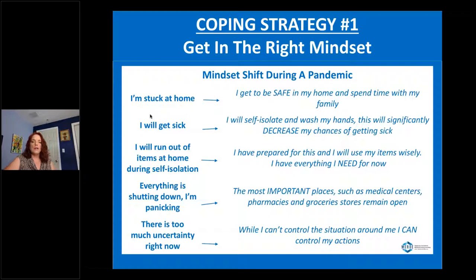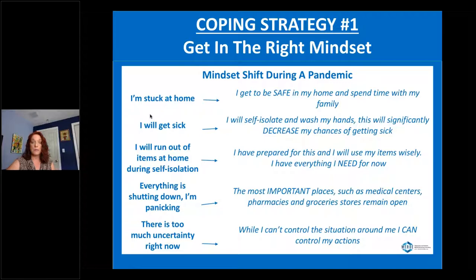So it's a reminder for us all to be thinking about our mindset as we approach situations. Now, our mindset for ourselves, so how we can help others as well. So we'll start with, I'm stuck at home, or it's summertime and we're all stuck at home. So instead of saying I'm stuck at home, maybe we switch the word and say I'm safe in home and get to spend more time with my family.